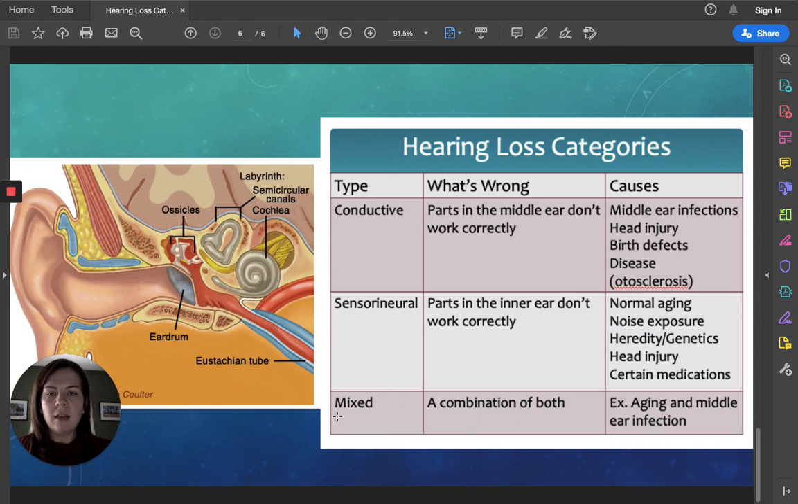Finally, the third category is a mixed hearing loss. So that's a combination of the first two. So that could mean that you have hearing loss from the typical aging process, but you might also have some hearing loss from an ear infection or, say, a perforation to your eardrum.